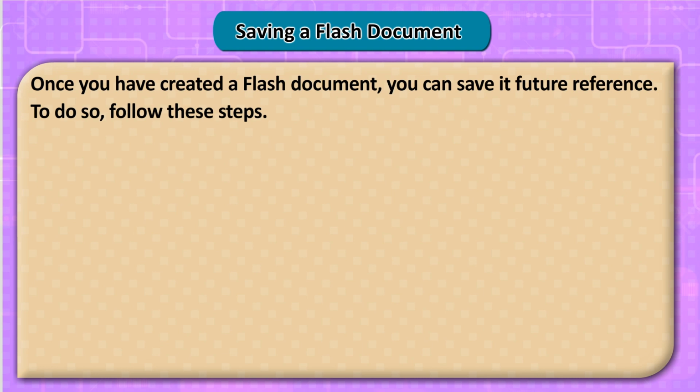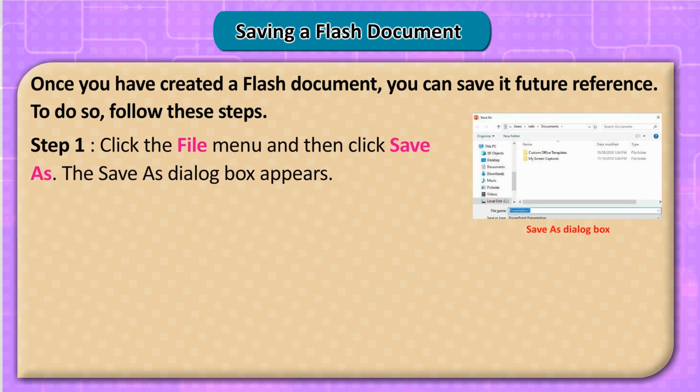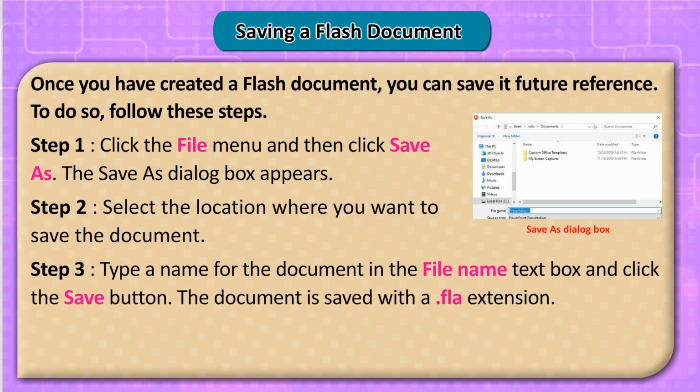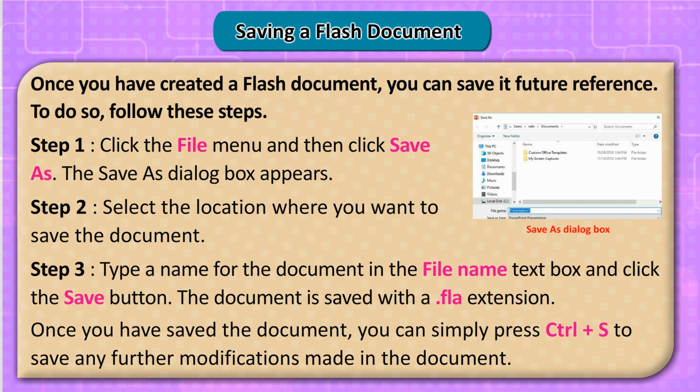Saving a Flash document. Once you have created a Flash document, you can save it for future reference. To do so, follow these steps. Step 1. Click the File menu and then click Save As. The Save As dialog box appears. Step 2. Select the location where you want to save the document. Step 3. Type a name for the document in the File Name text box and click the Save button. The document is saved with a .fla extension. Once you have saved the document, you can simply press Ctrl+S to save any further modifications made in the document.